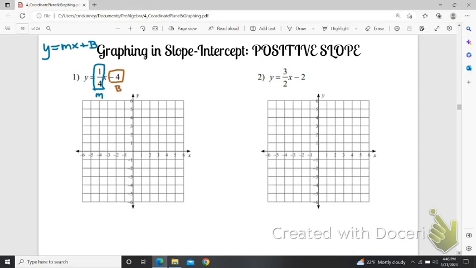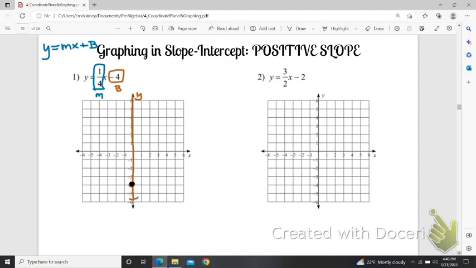If you look at that page we just filled out, we begin at b, and b is the y-intercept. This vertical axis is our y-axis, right? So I begin on that line at -4. We begin right here. That's where I'm going to begin.